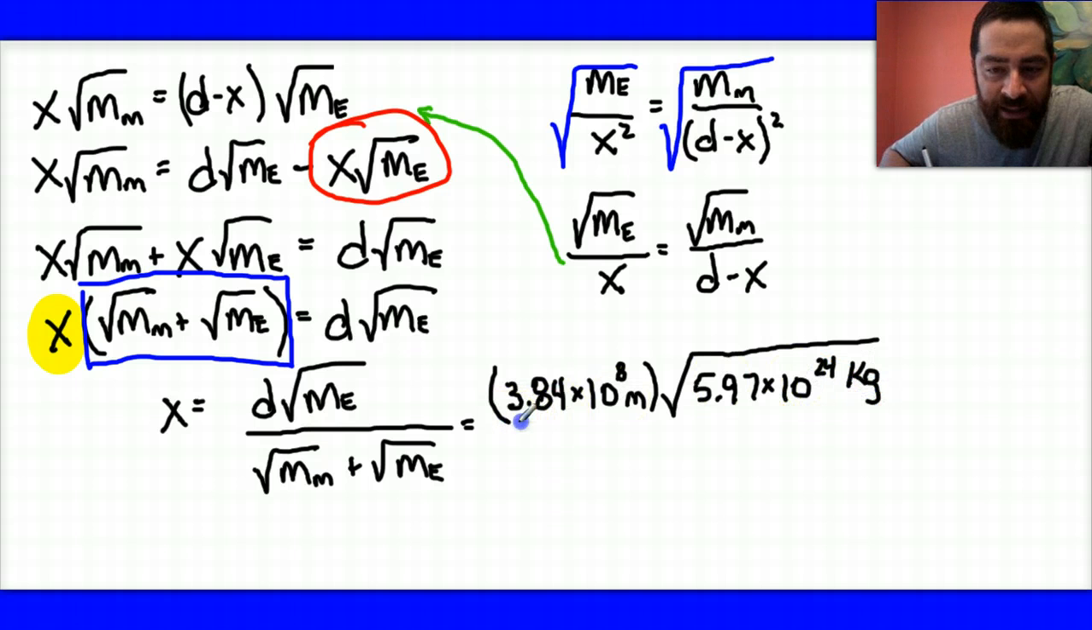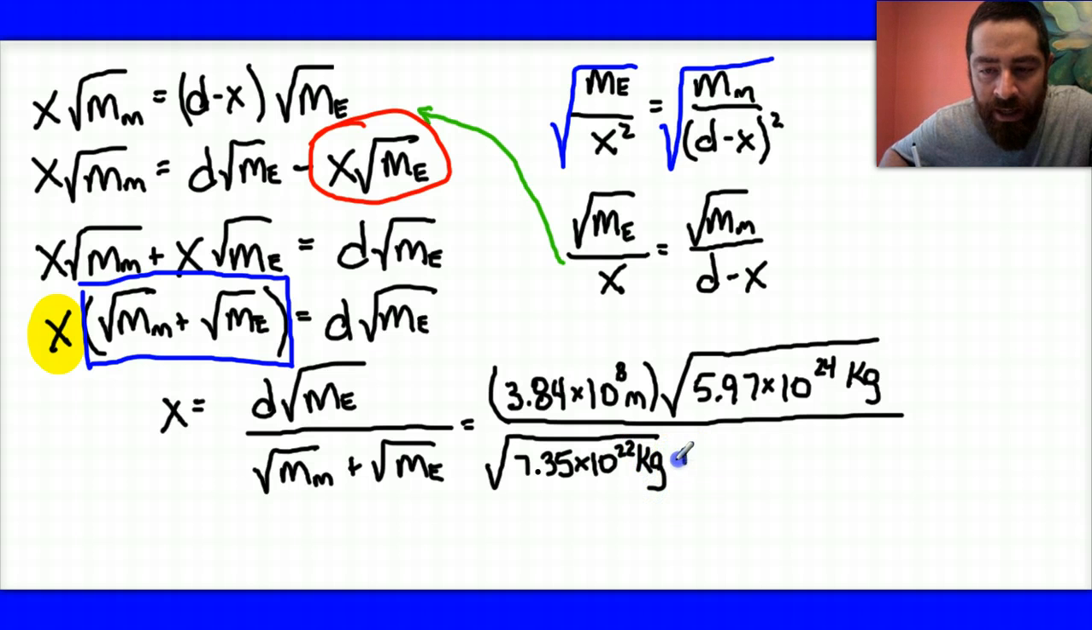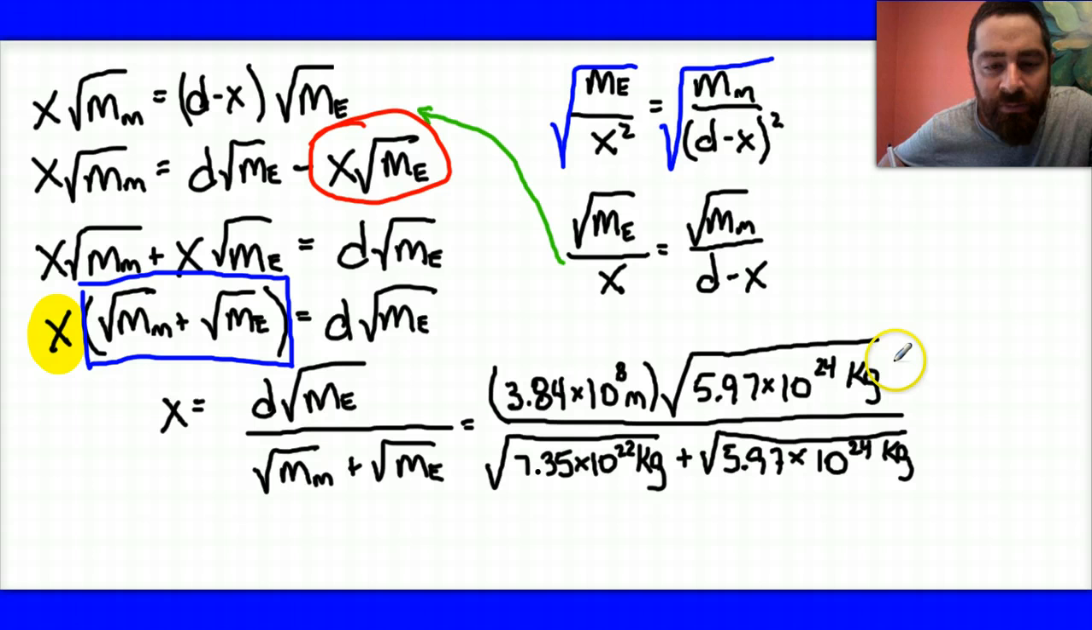And I'm going to divide that by these interesting numbers here, the square root of 7.35 times 10 to the 22nd kilograms, that's the mass of the Moon. And I'm going to add to that again this value for the mass of the Earth that I've seen in the numerator, 5.97 times 10 to the 24th kilograms.